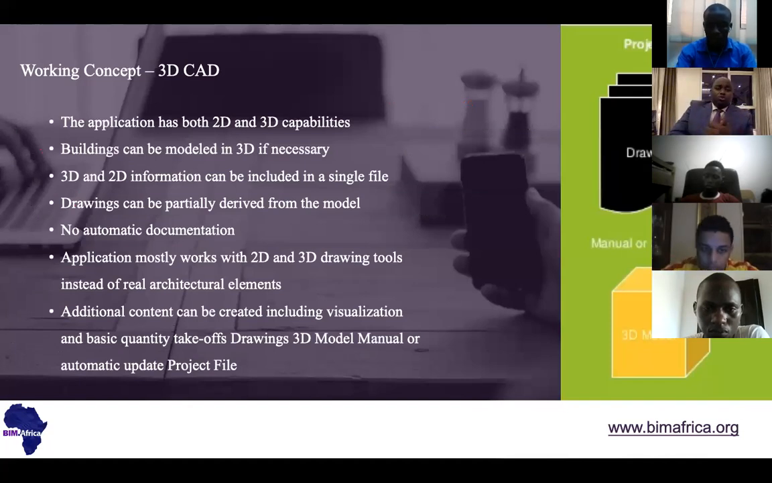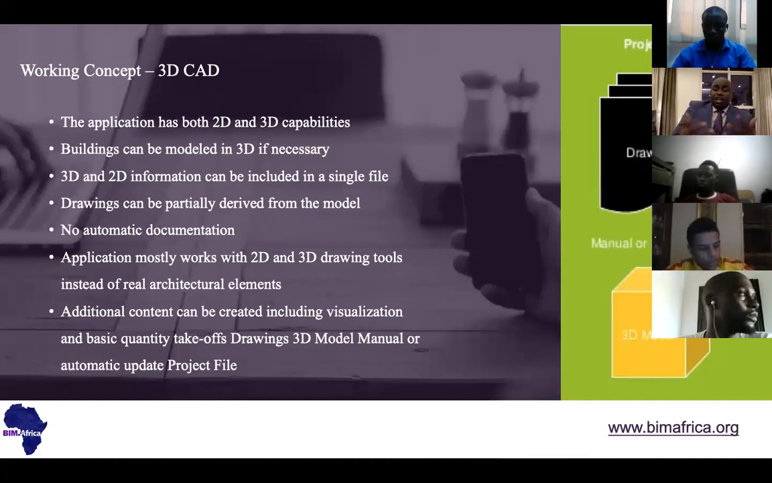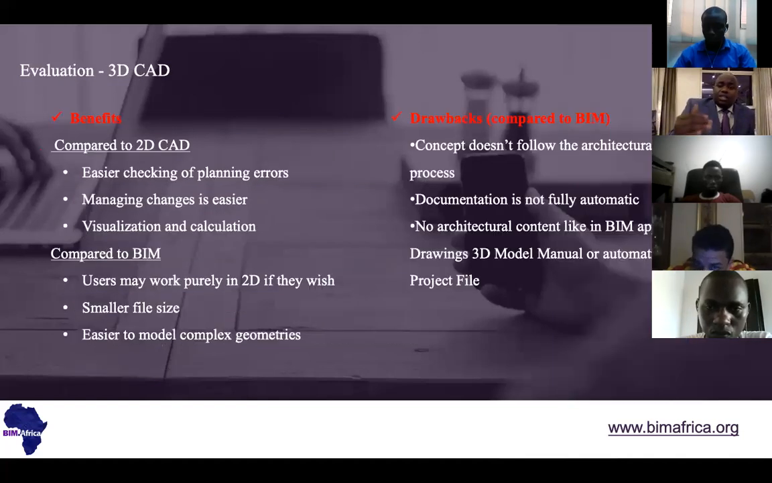So let's go to the next one, which is the working concept of 3D CAD. Those are the kind of story that led to the emergence of BIM. Usually the 3D CAD, which is the same AutoCAD and other CAD software, improved themselves into 3D, which is just three-dimensional computer-aided design. So the application has both 2D and 3D capabilities. A building can be modeled in 3D if necessary. However, the problem is that the concept doesn't follow the architectural design process because it's purely about drafting.